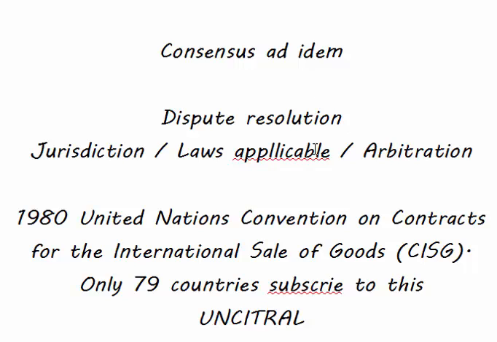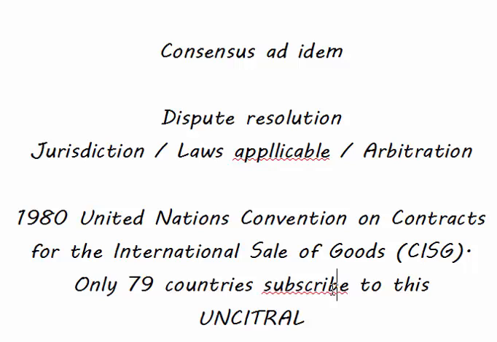To address all these issues, to make things easy, to facilitate international trade, and to grease the wheels, in 1980 the United Nations came up with something called CISG, Contracts for International Sale of Goods. It's a United Nations Convention on Contracts for International Sale of Goods. In that convention, a standard model form has been decided upon and agreed upon. Today, there are 79 countries who subscribe to this CISG, which was brought in 1980 by the United Nations.